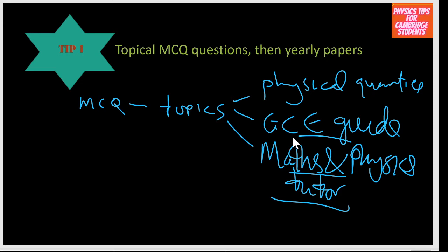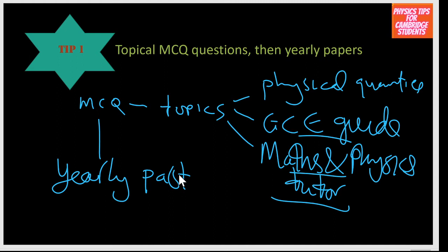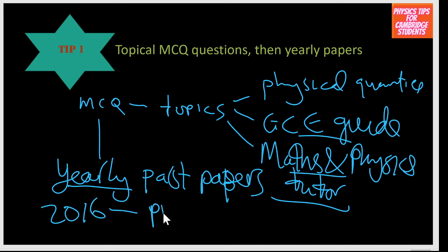And then you find that later on, if you do the yearly past papers, you are going to find out that you would have met some of the questions that you would have done during the topical ones. So first, do the topics. As you revise a topic, you do past papers around that in the multiple choice section. And then you do the yearly papers, starting from 2016 for this syllabus until present. Okay, so make sure you do that. This is during the preparation stage.